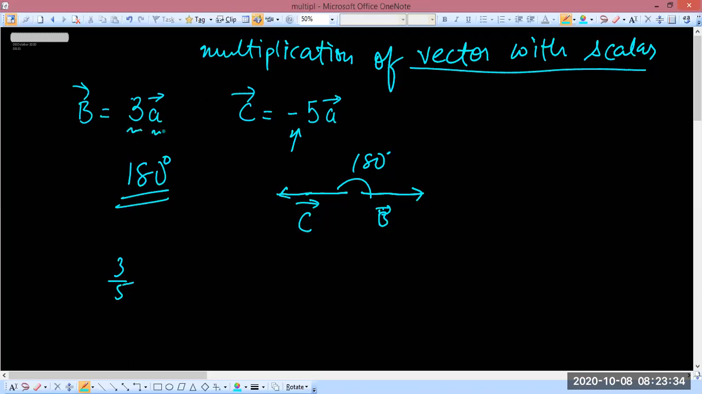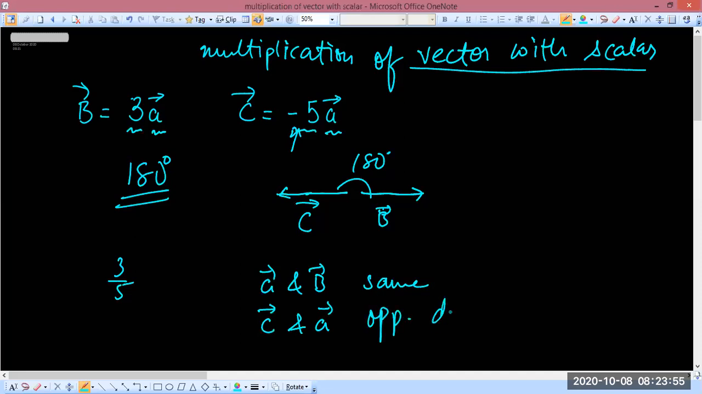3 scalar a vector, okay, minus 5 scalar a vector. So what does that indicate? It indicates that a vector and b vector are in the same direction, but c vector and a vector are in opposite direction. So that diagram would be something like this. Now clearly you can see that the angle is 180 between B vector and C vector, right? So the answer of ratio of magnitude is 3/5.